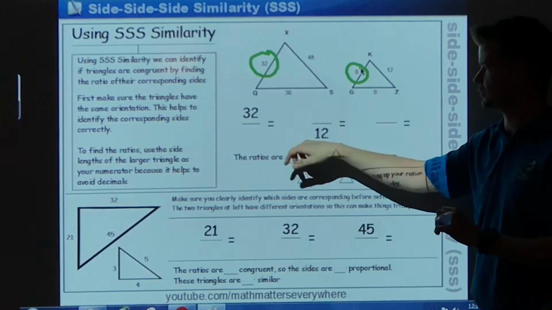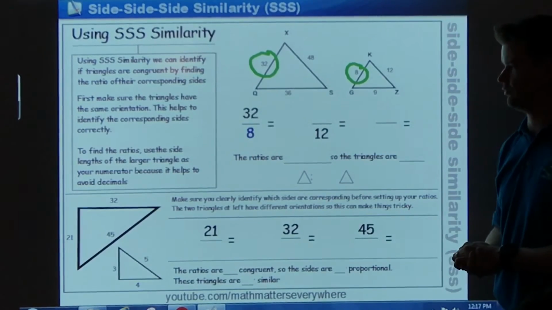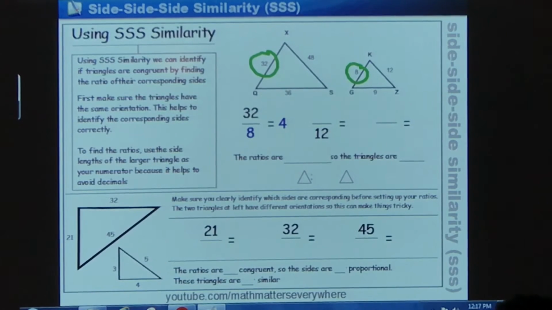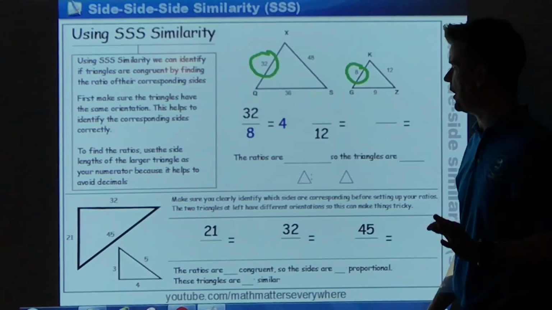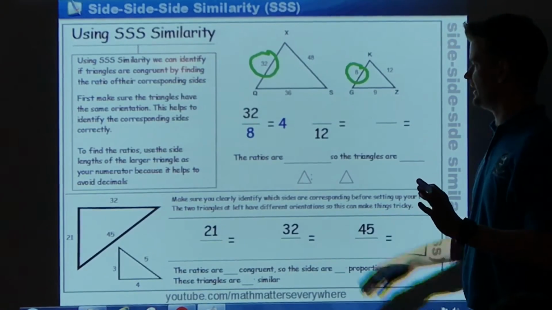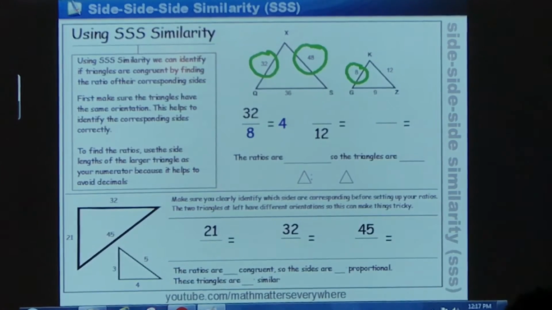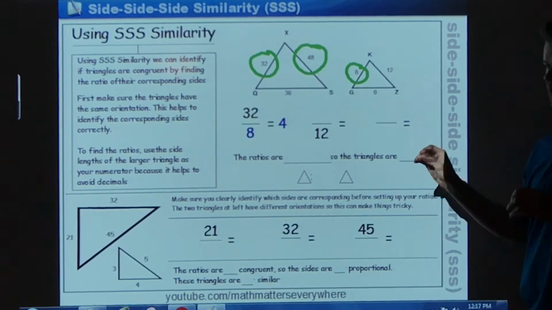Smaller triangle, I put 32 over 8, and I divide. What do I get? 4. Okay. Do I need to check the rest of them, or can I just stop right there? Check the rest of them. Okay, we will see. So once again, next fraction, 48. Is that going to be a numerator or denominator? Numerator. Larger triangle. Doesn't really matter.